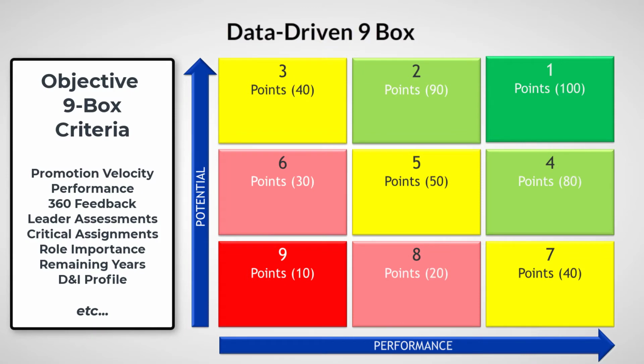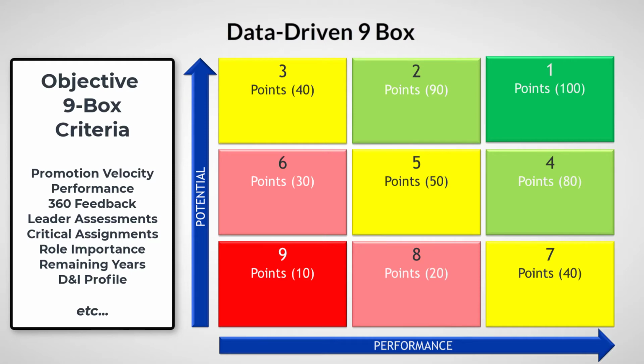Now, by comparison, the data-driven 9-box is actually a very fun tool because it only looks at objective criteria. So you see the same 9-box grid, horizontal axis performance, vertical axis potential, but what determines where someone is placed is the objective data points that you can pull directly from the system that are not subject to SME input. So this could include things such as promotion velocity, performance reviews, 360 feedback, leadership assessments, how well they've performed in their critical assignments, and so forth.